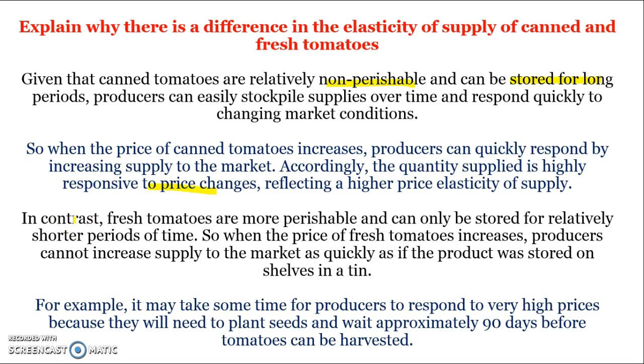In contrast, fresh tomatoes are more perishable and can only be stored for relatively shorter periods of time. So when the price of fresh tomatoes increases, producers cannot increase supply to the market as quickly as they can for tinned tomatoes. It may take time for producers to respond because they need to plant seeds, and that can take up to 90 days. So if it takes a long time to grow tomatoes, you can't just have them in the market straight away.